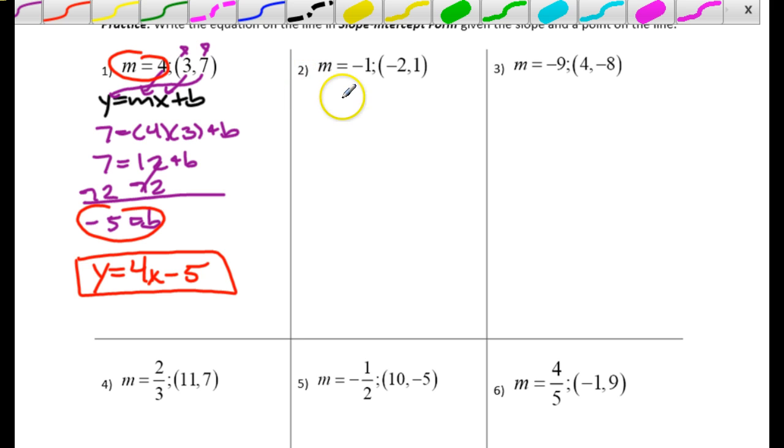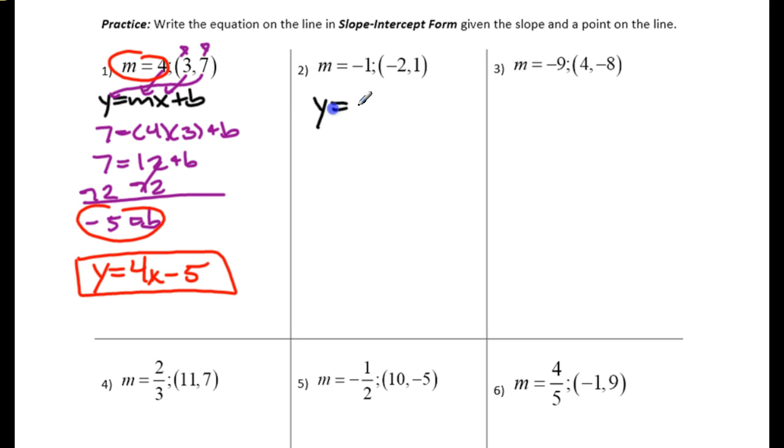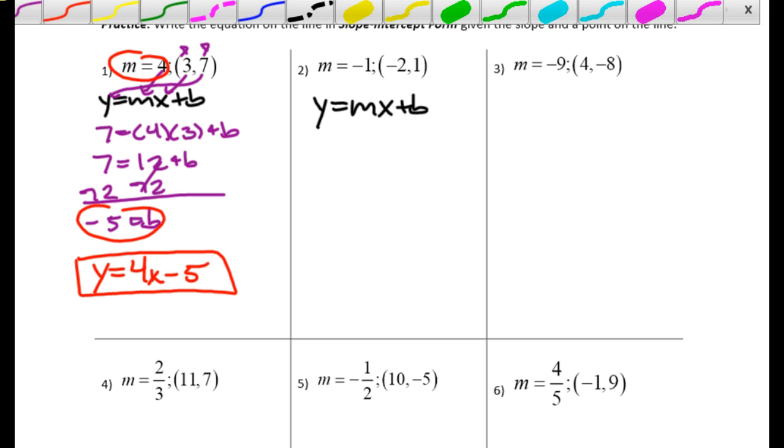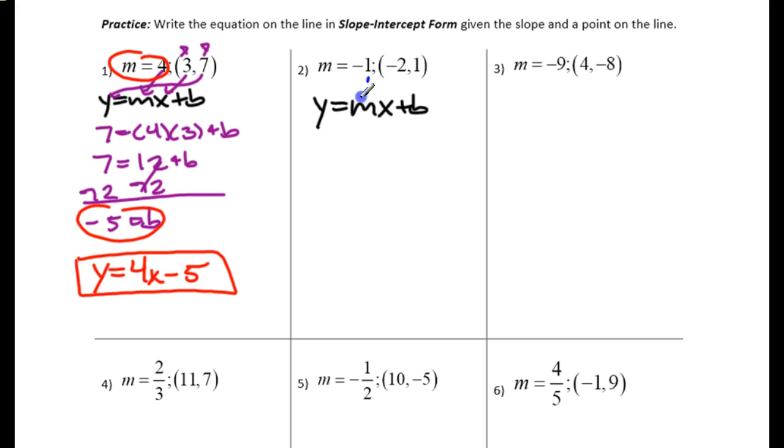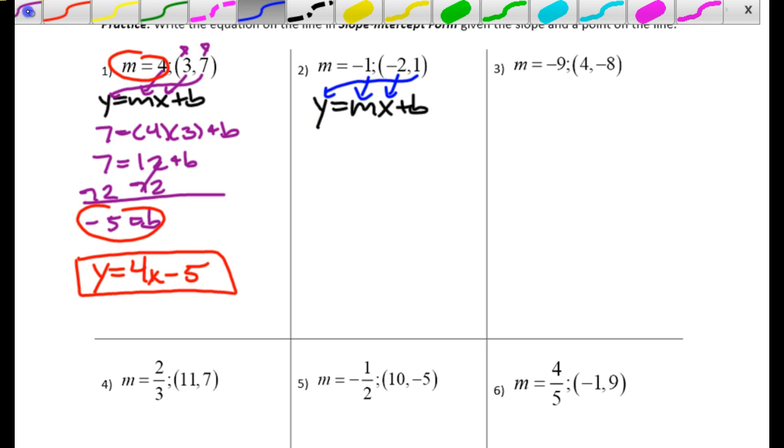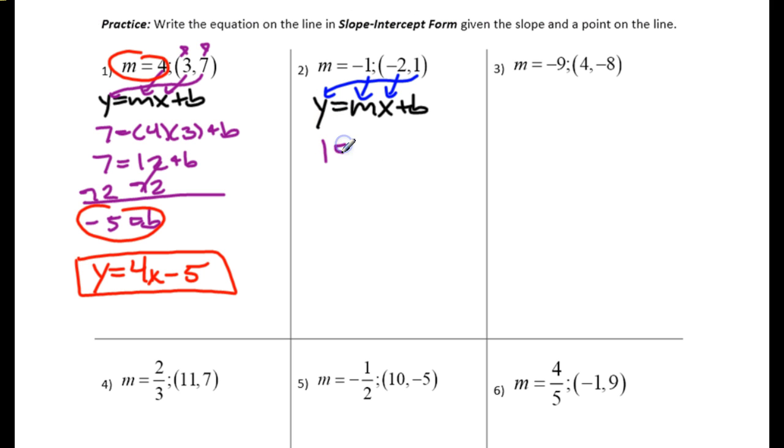And so just like before, we're going to start plugging things in. It's all about y equals mx plus b. I'm going to plug the m in for the slope, this for the x, and the y. Just putting things where they go. Alright, so y is 1 equals mx. m is -1, x is -2, plus b.